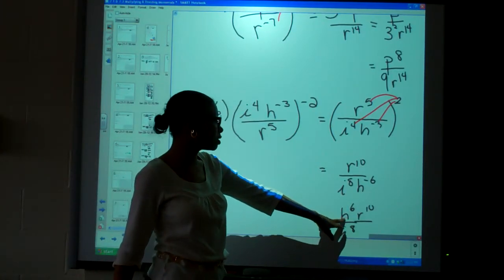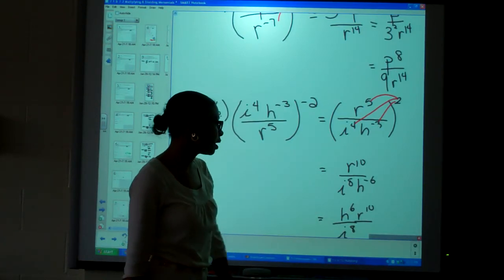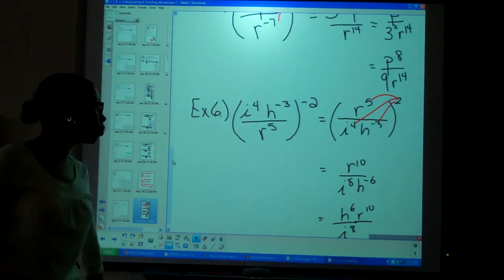Why is h in front? Because h comes before the r, divided by I to the 8th power. And we will stop there.